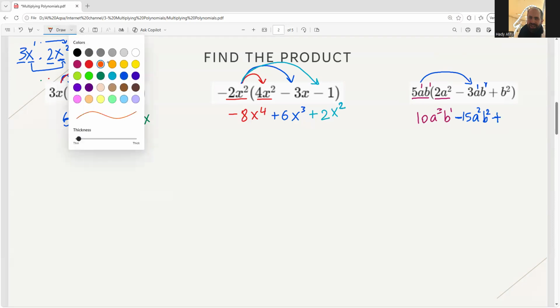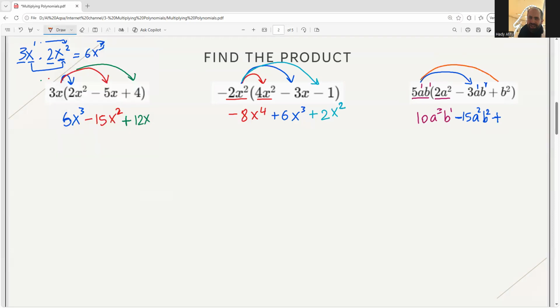And then we have 5ab multiplied by b squared. So b squared, actually, the numerical factor of b squared is 1. If it's not written, you can consider it as 1, and therefore I'm going to multiply 5 by 1, you get 5. For a, there's nothing else which can be multiplied with a, so a will remain as it is. And b multiplied by b squared, so b to the power of 1 multiplied by b to the power of 2, I'm going to add the powers. 1 plus 2 will be 3, so b to the power of 3.